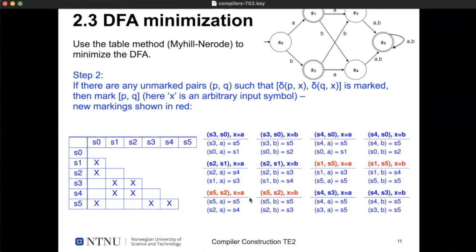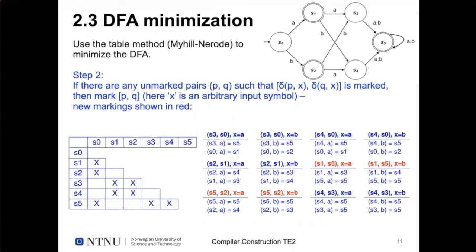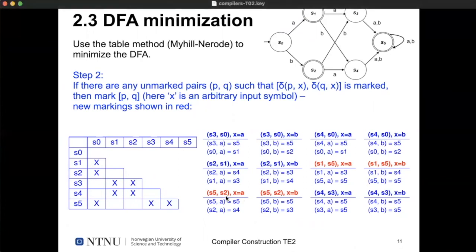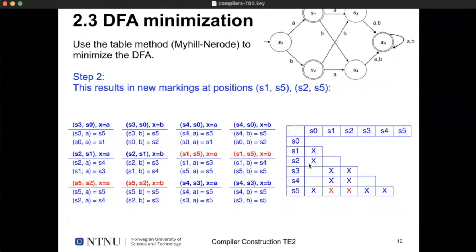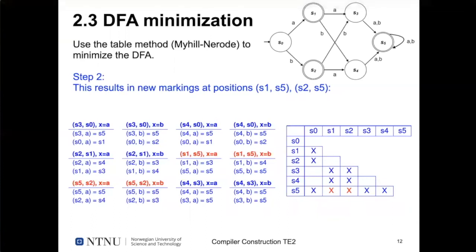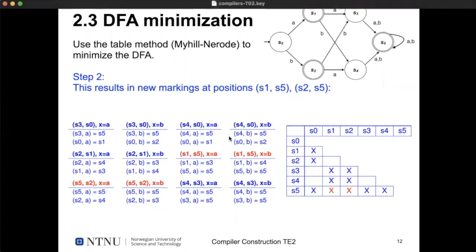So essentially we have to add a number of marks here for the combination of S5, S2 and S5, S1. So we have these ones down here now. So we are left with 4 free positions. So we're going through the table again. We again go through all of these 4 positions here.